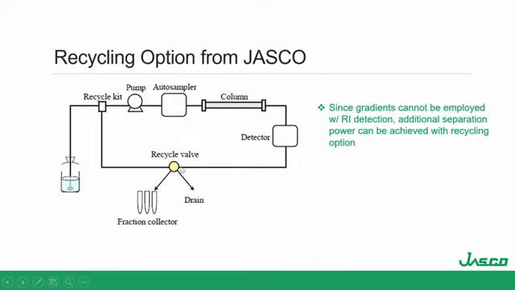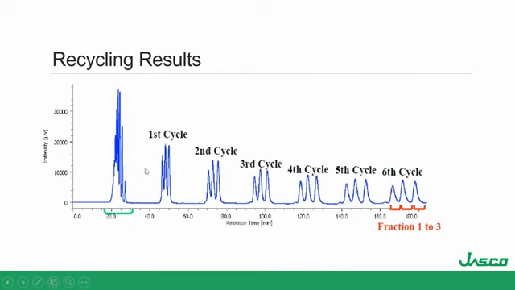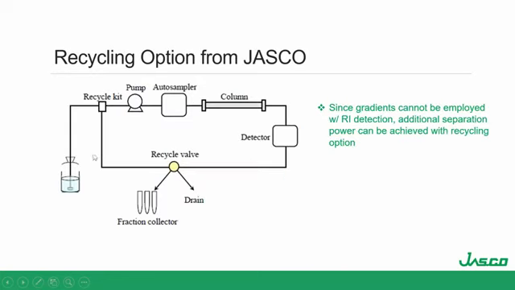Now this recycle valve, when closed, the flow goes straight through. When open, it has two positions. You could either go to waste or onto a fraction collector. So for the first couple of cycles, you would keep this valve closed. You would do your first pass on your column, then you would come back up to a recycle kit and then head back to the pump into the autosampler for a second pass on your column. And you would do as many passes as needed to get the resolution that is desired.